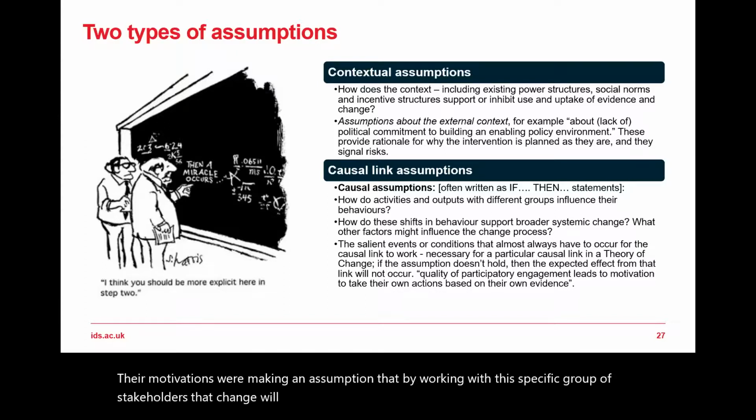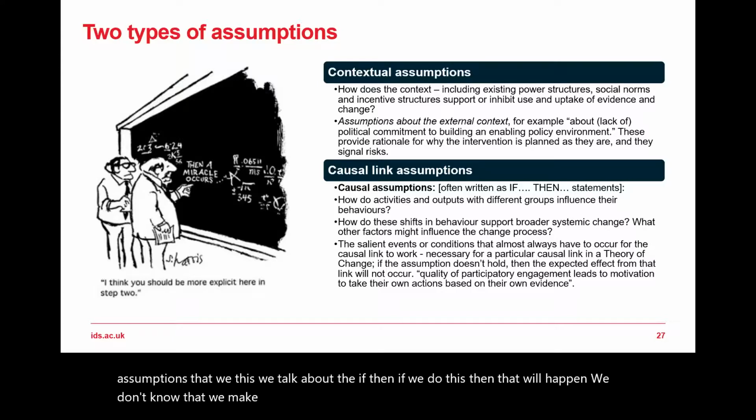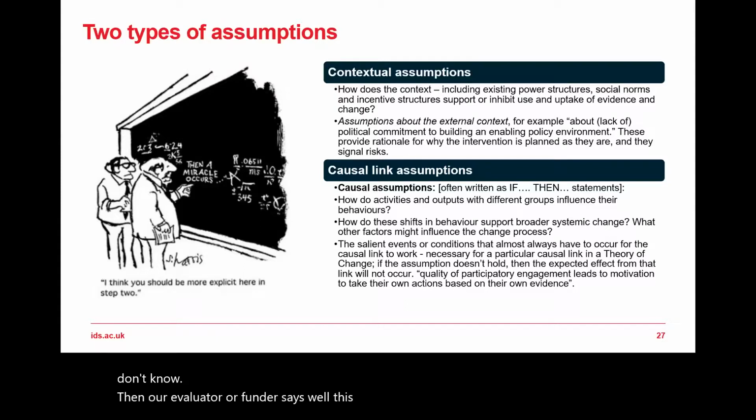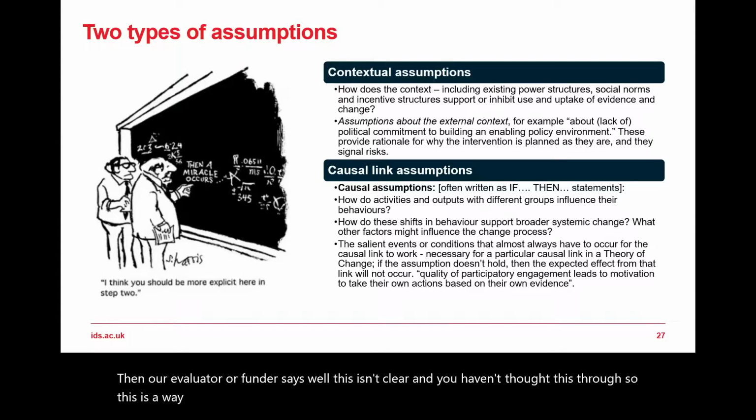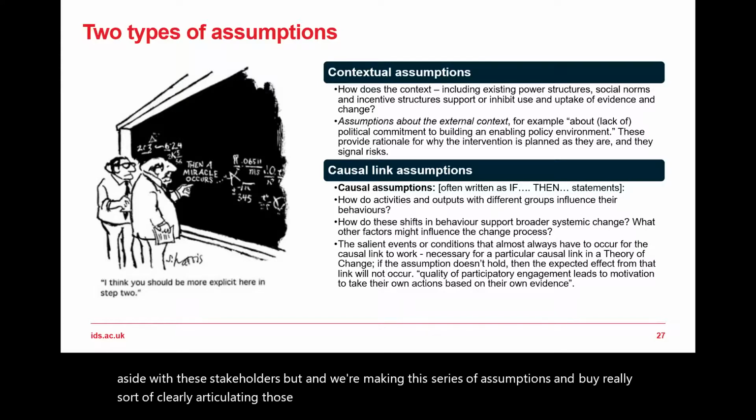So those are what we call causal assumptions, the if we do this, then that will happen. We don't know that. And I talk about this with projects, it's like, this is our get out of jail. We don't know how change happens. But it's better that we say we don't know, than our evaluator or our funder says, well, this isn't clear and you haven't thought this through. So this is a way of framing it: we've defined this path to our change, we're working with these stakeholders, and we're making this series of assumptions, and by clearly articulating those assumptions, it provides you with, okay, well, we need to keep coming back to this.